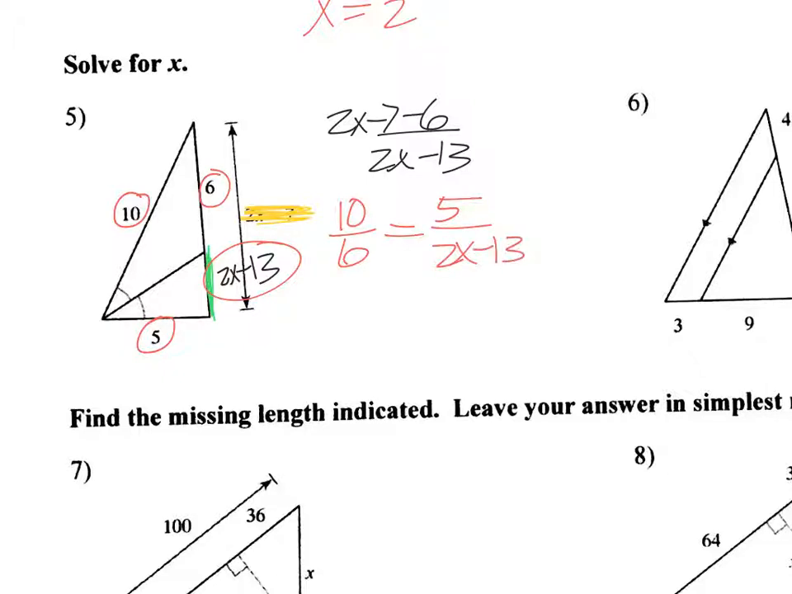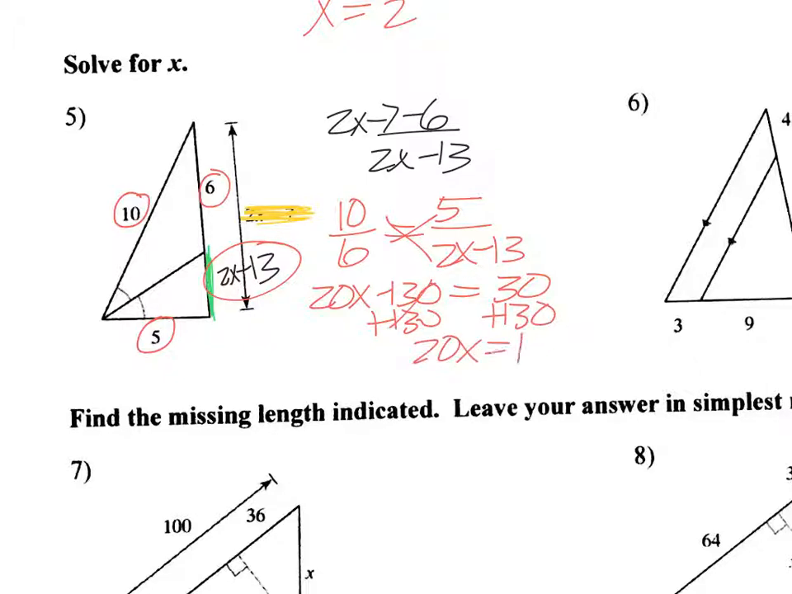Now the difference here in solving is, right here I'm going to have to do distributive property. We've done this quite a bit now, so it's going to be 20x minus 130 equals 6 times 5, which is 30. If I add 130 to both sides, it's 20x is 160, divide by 20, and I get x is equal to 8.